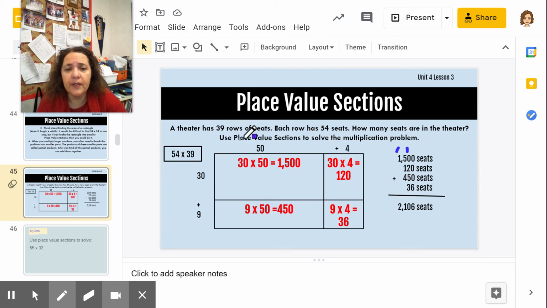And this was the word problem. A theater has 39 rows. Each row has 54 seats. How many seats are in the theater? So I forgot to read the problem, didn't I? Sorry about that. But 2,106 seats.